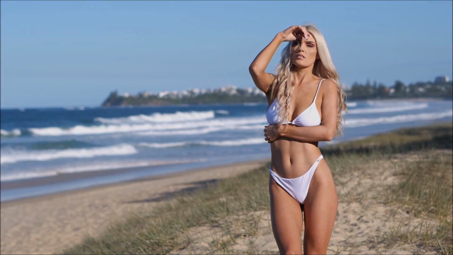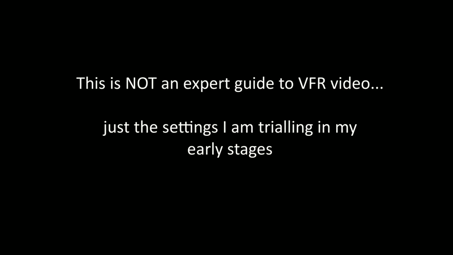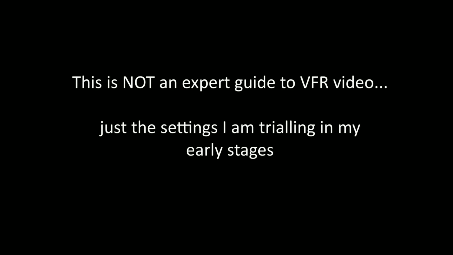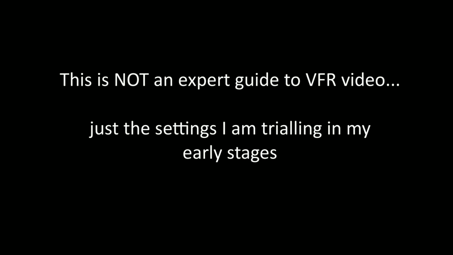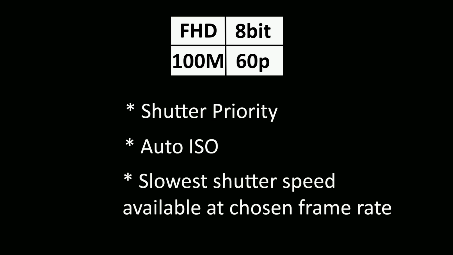Now, this is not supposed to be an expert guide to VFR video. I'm still learning this stuff myself, so please don't just follow my example without doing some research of your own. But for what it's worth, this is how I've set my camera up for VFR. For recording quality, I'm shooting MOV files at Full HD and 60p, and I'm shooting in shutter priority with auto ISO. And for whatever frame rate I use, I'm selecting the slowest shutter speed available at that frame rate.